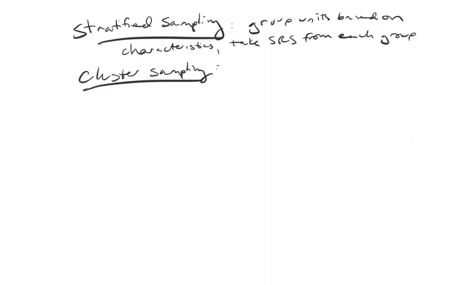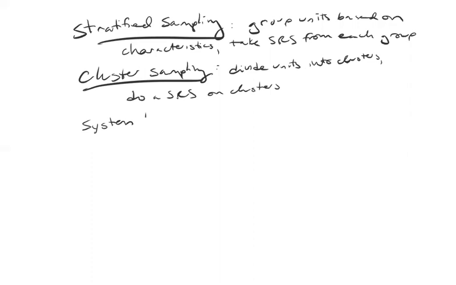So again, divide units into clusters, do a simple random sample on the clusters. Okay. There are others that I'll just list here quickly. One is systematic sampling. That's the one that is most commonly used for the scenario I gave you with people walking by me and the table in front of the Science Center.